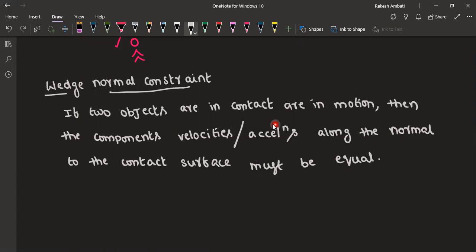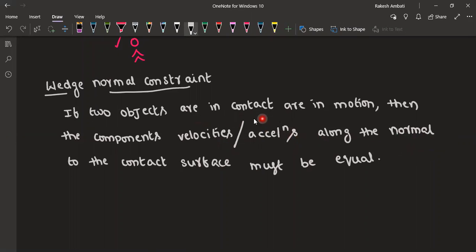So here it is a normal constraint. What is a normal constraint? If two bodies are in contact and in motion, what are the velocities and accelerations along the normal? This normal should be drawn to the contact surface. So velocities or accelerations along the normal to the contact surface must be equal. Why must they be equal? If the velocities and accelerations along the normal are equal, then only do they keep contact with each other. Otherwise, if they are different, then they don't maintain contact.